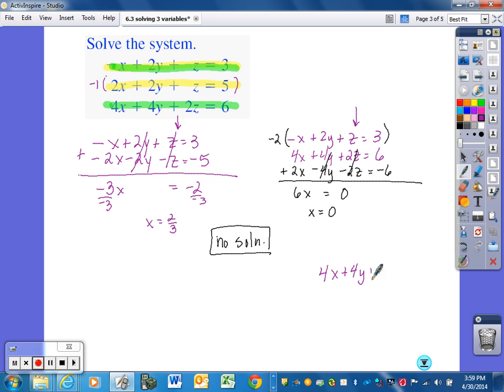4x plus 4y plus 2z equals 6. If I eliminate y, I have to multiply that by negative 2, so I would have a 2x. I'd still get x equals 0. So it just shows a contradiction, so there can be no solution.